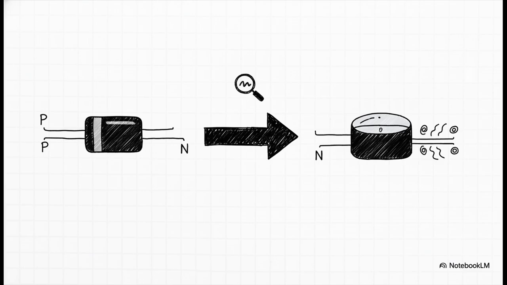So how do you actually use that effect? Well, the construction is actually pretty simple. You take a standard PN junction diode, a really common electronics component, and you just make one key change. You give it a little window, a transparent opening so that light can get inside to where the magic happens.